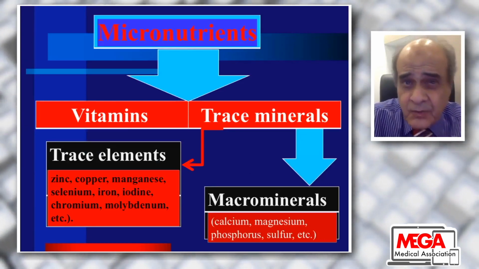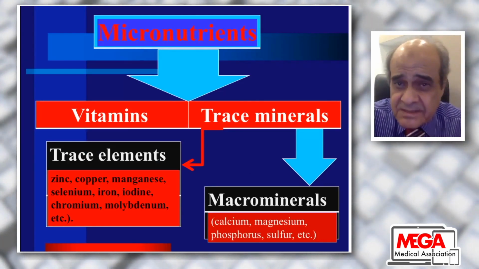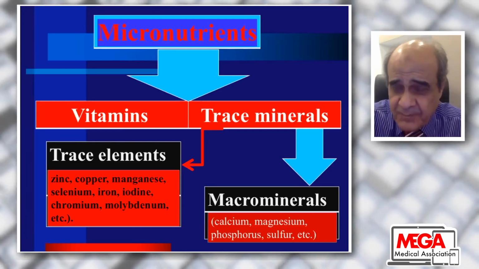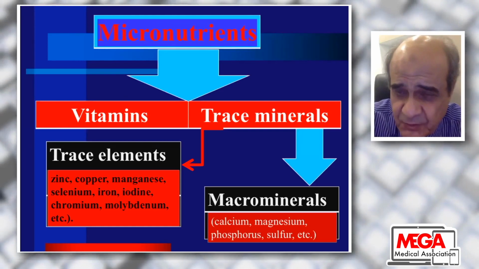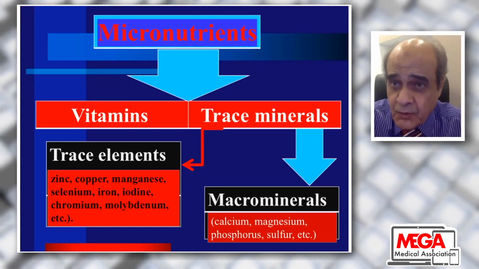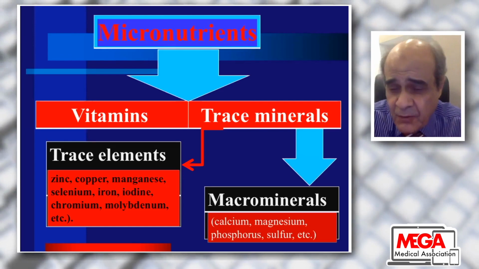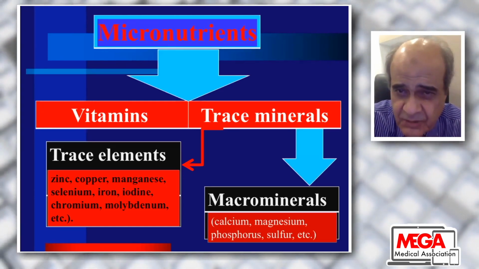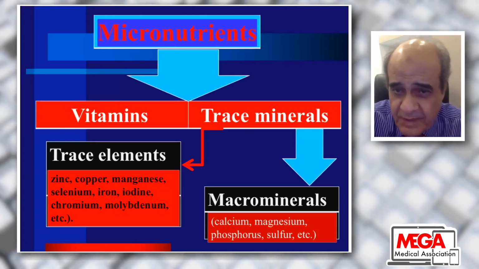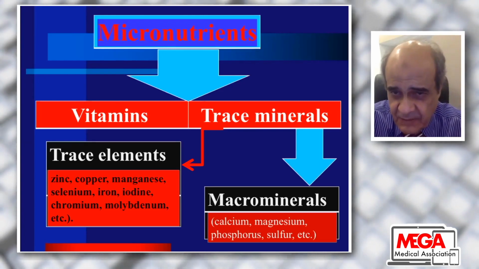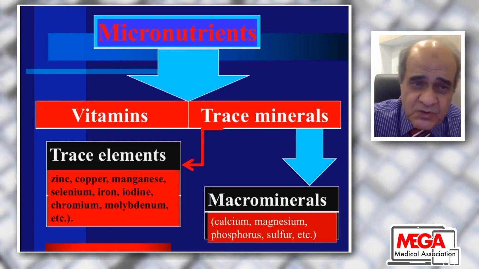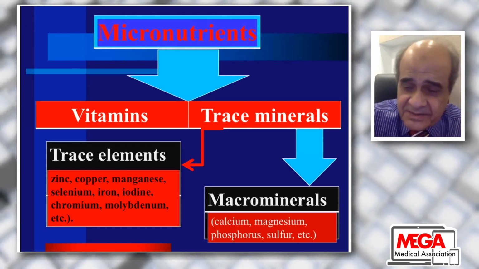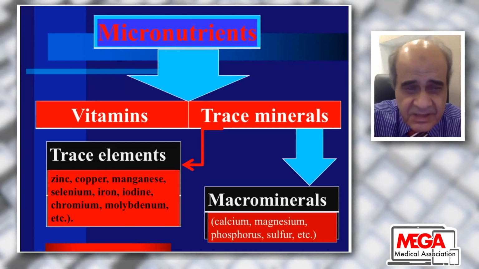The micronutrients involve both trace minerals and vitamins, of course. During nutrition support of the patients, we give micronutrients to the patient. We must not forget the vitamins and the minerals, which include macro minerals like calcium, magnesium, phosphorus, and sulfur, and also the vitamins and the trace elements, which involve the essential and some of the potentially essential trace elements.